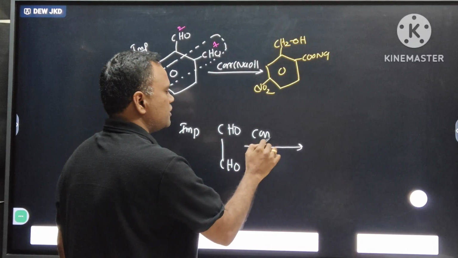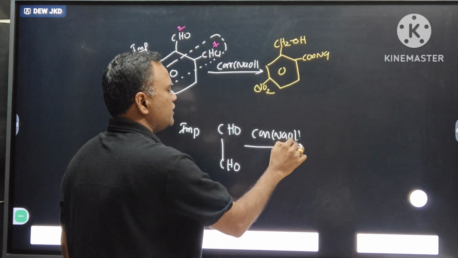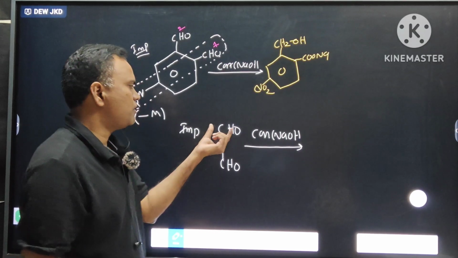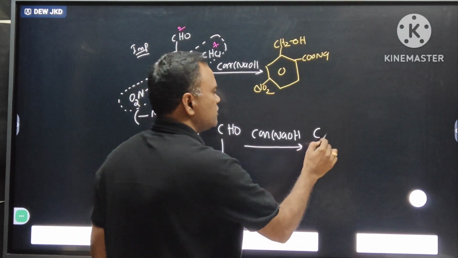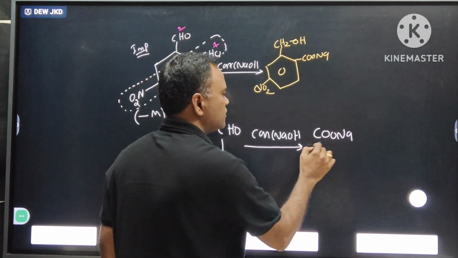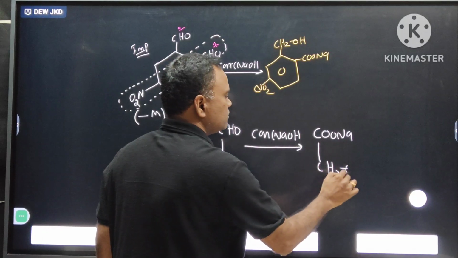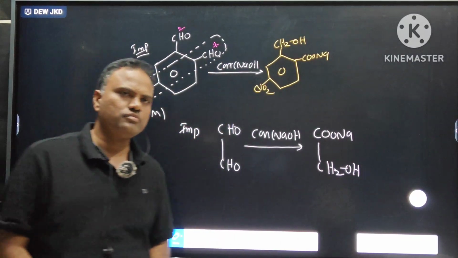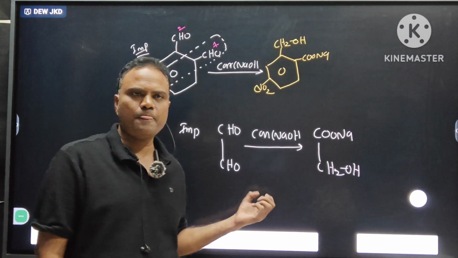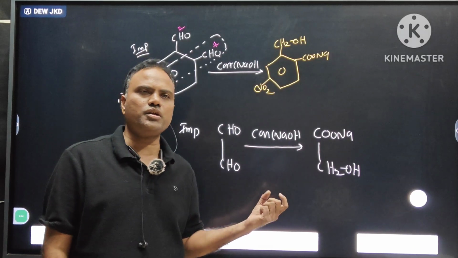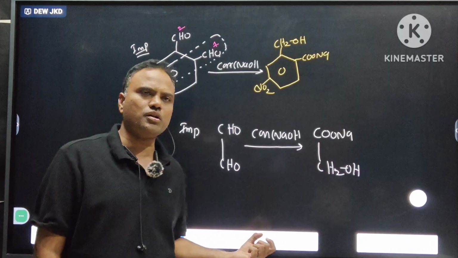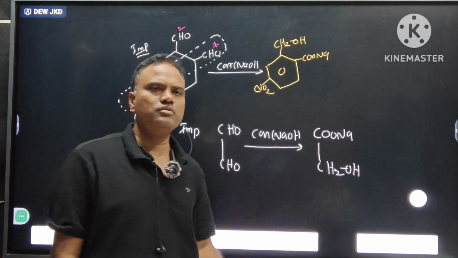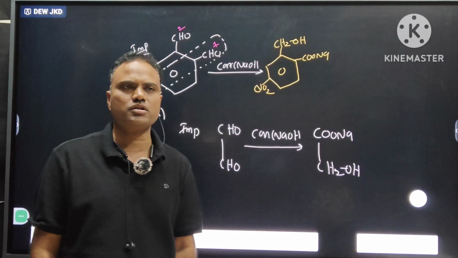CHO, concentrated NaOH. Here two aldehyde groups are there. This is a category of internal Cannizzaro reaction. One CHO will convert to acid, another CHO converted to alcohol group. This is also an important case. You know, in Cannizzaro, one will convert to acid, another will convert to alcohol. So this is converting to acid, this is converting to alcohol. Internal Cannizzaro reaction.